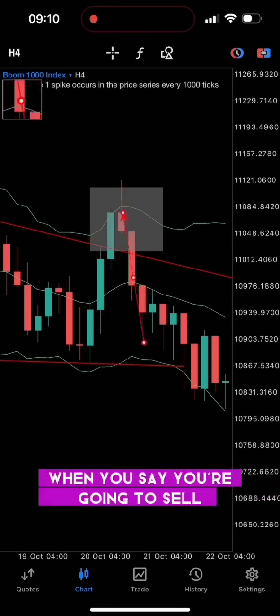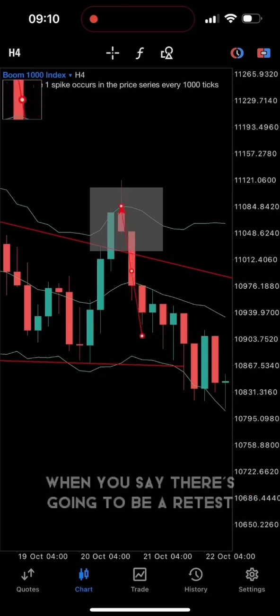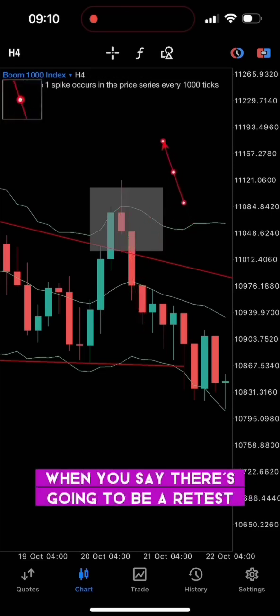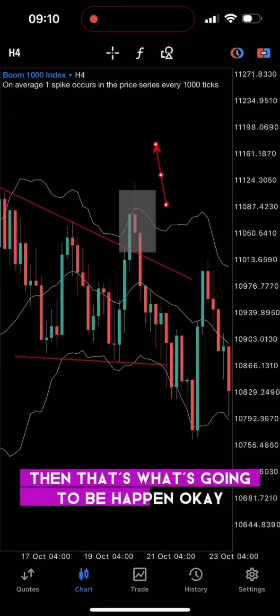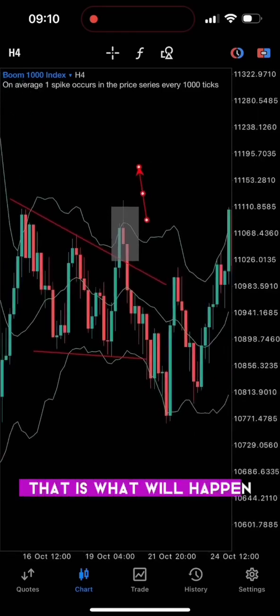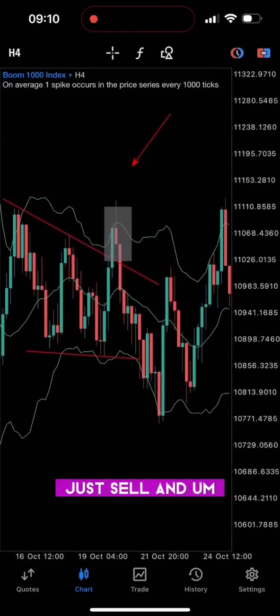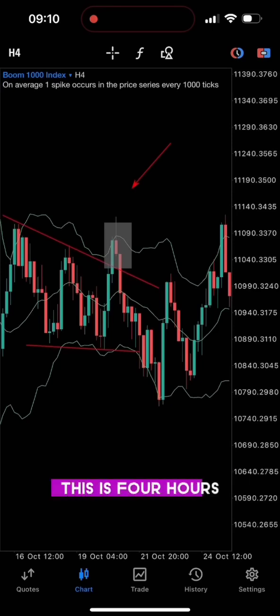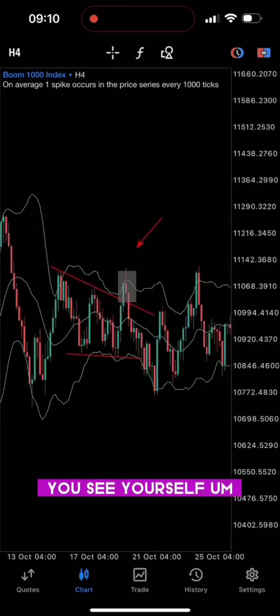When you say you're going to sell, you need to sell, okay? When you say there's going to be a retest after a breakout, then that's what is going to happen. That is what will happen. Just sell and leave the market for a while. This is 4 hours. You just count 4 hours, come back after 4 hours. You see yourself taking your profit because that's what usually happens.